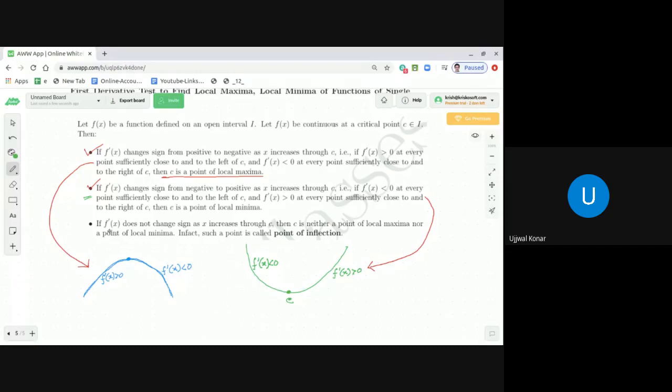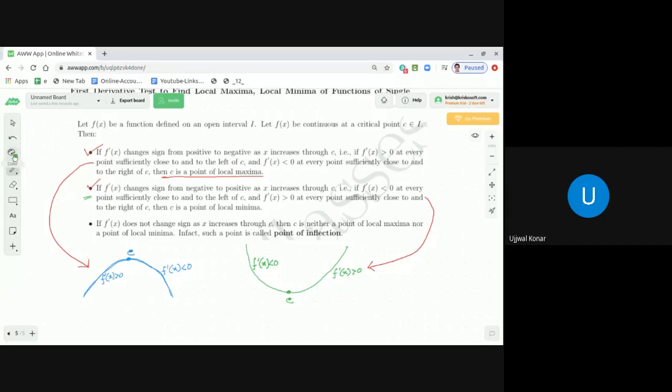Now, if you just look at the visual representation of the green color curve and the blue color curve, you can clearly see which one is the local minima and which one is the local maxima. Obviously, for the blue color curve, C is the point of local maxima, and for the green color curve, C is the point of local minima.